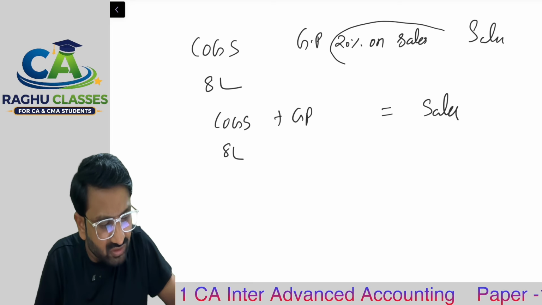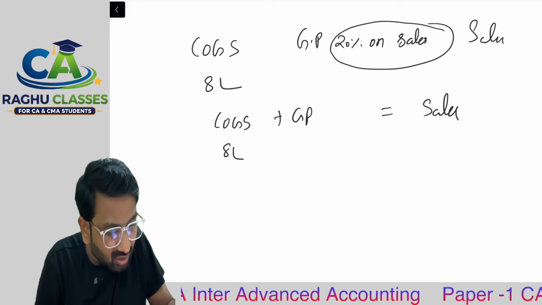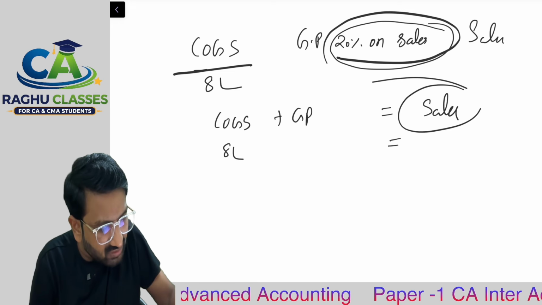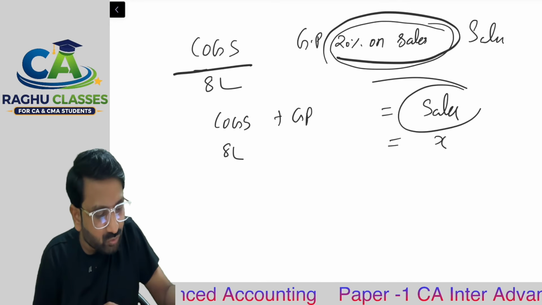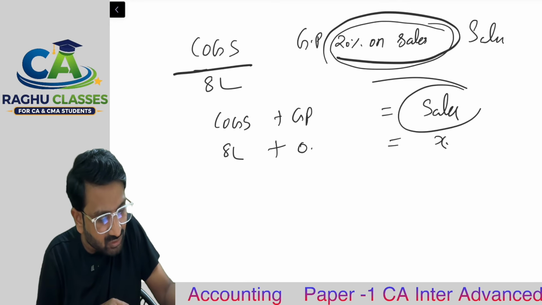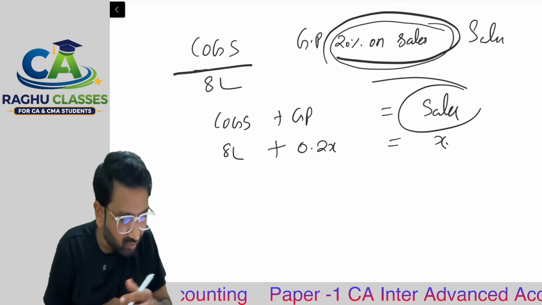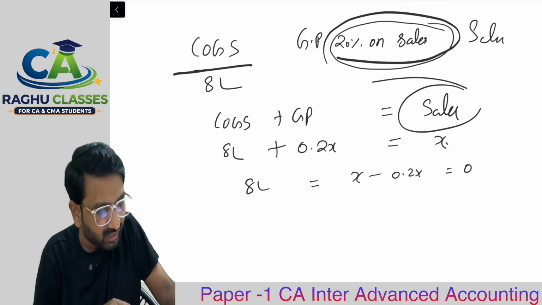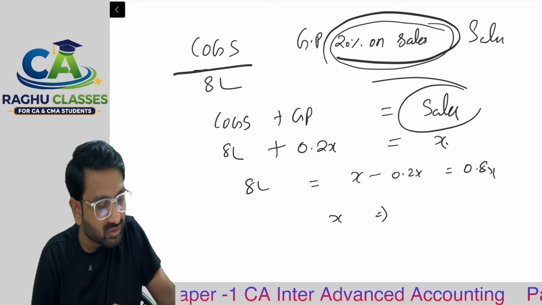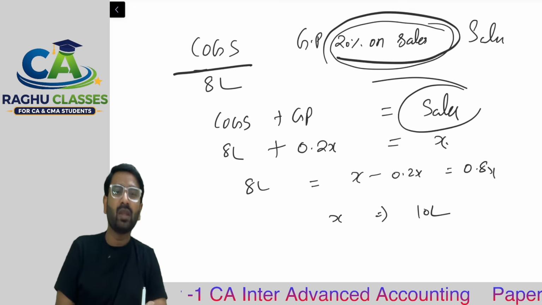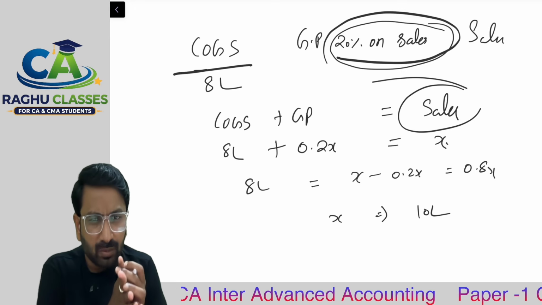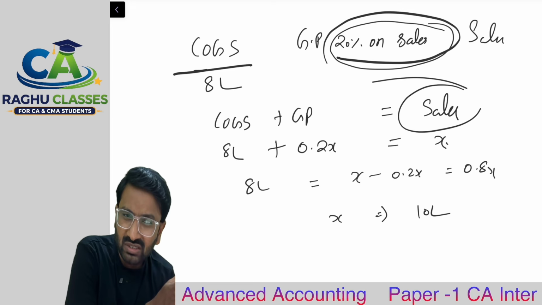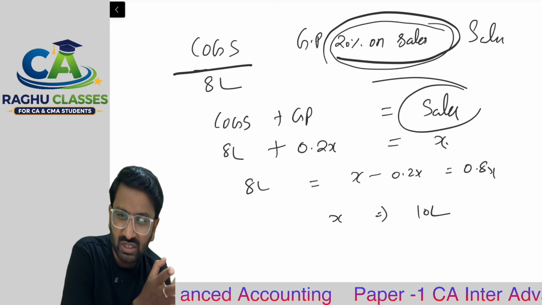My gross profit is 20% not on the cost, it's 20% on the sales. But since I don't know the sales, I'll assume the sales as X. If it's 20% of sales, so 20% of X is going to be 0.2X. Now can we say 8 lakhs equal to X minus 0.2X is going to give me 0.8X. If I solve the equation, X is going to give me 10 lakh, which means if the gross profit is 20% of sales, since I don't know the sales, I'm going to take the sales as X and solve the equation. So this is going to give me sales figure of 10 lakh rupees.